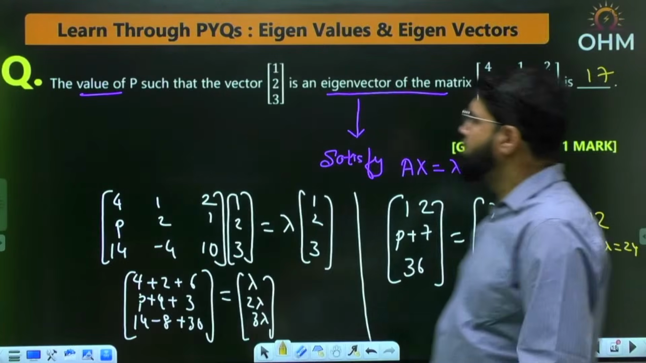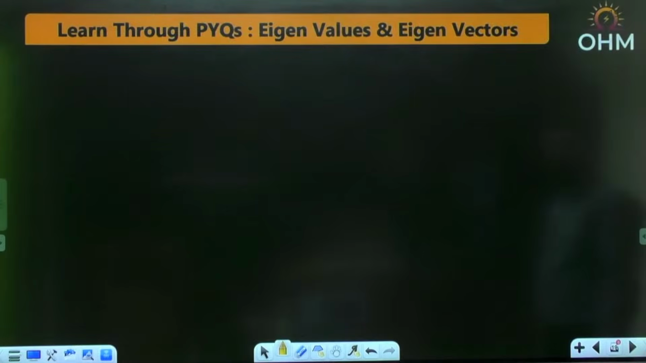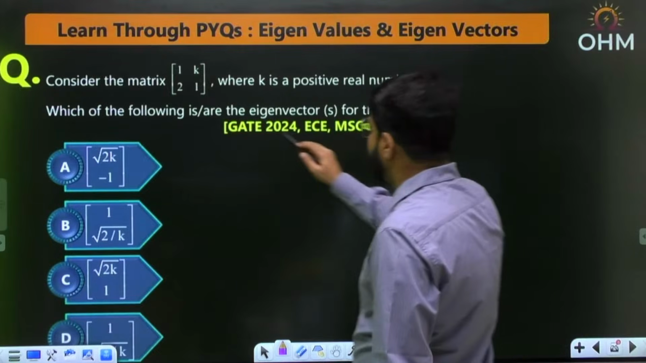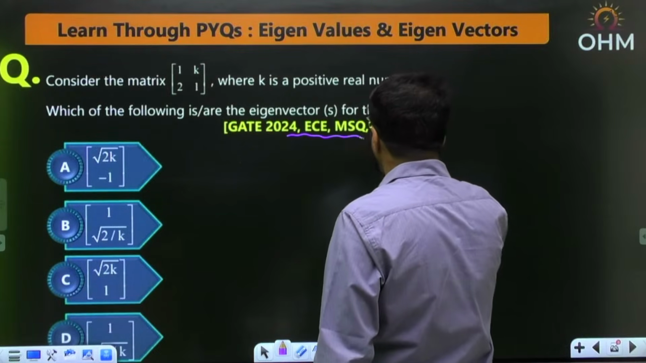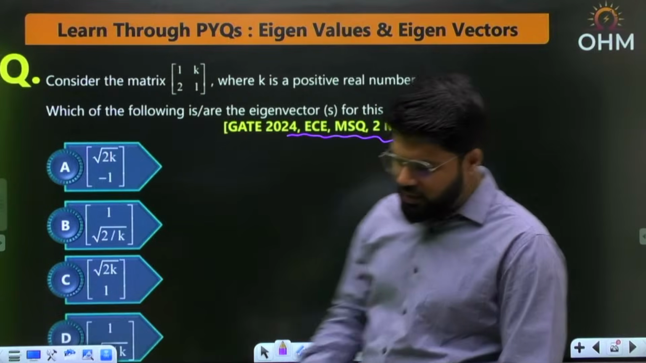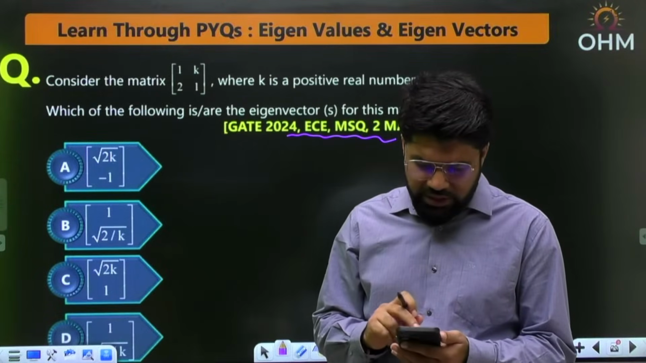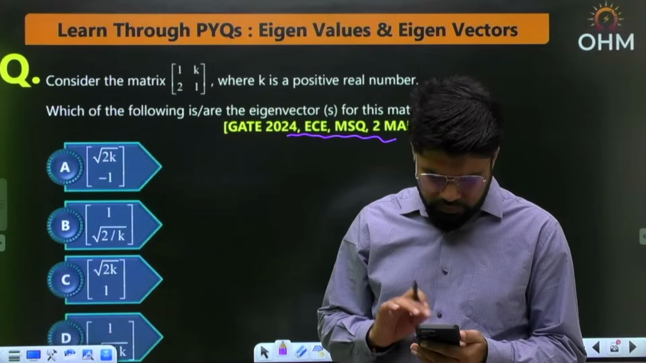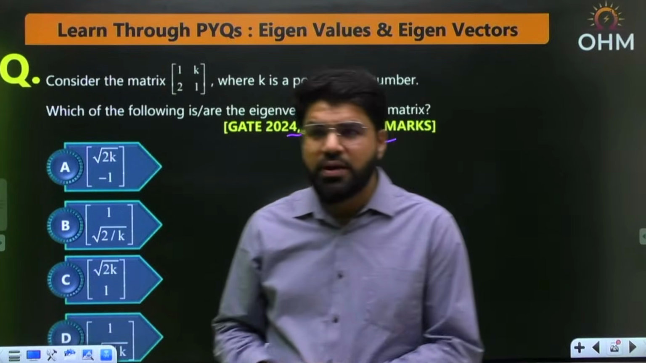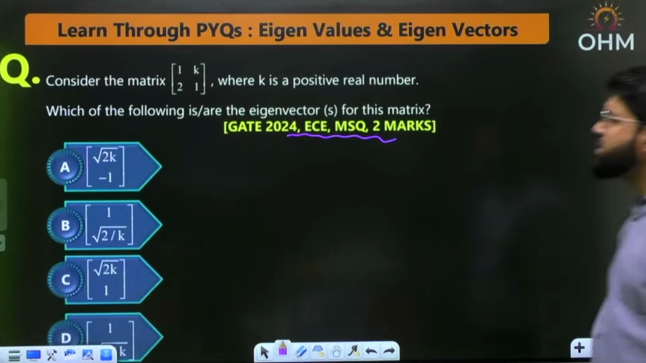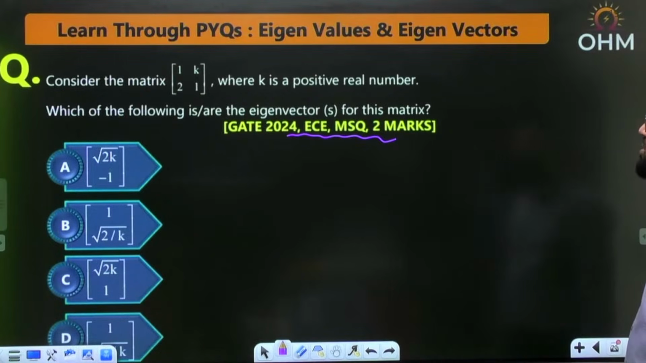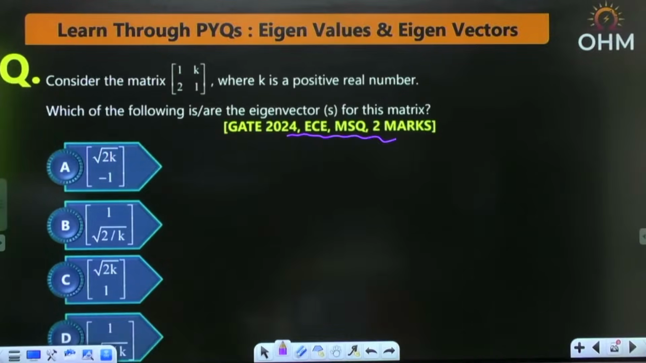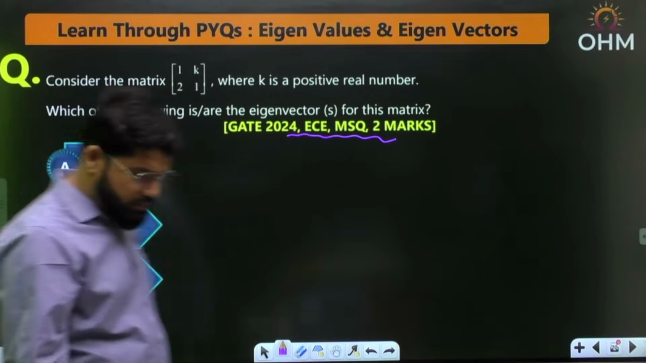Okay, next question. GATE 2024. Now see, from this particular pattern of identifying the eigenvector, commonly in recent years MSQ questions have been framed easily. So look into this and answer. Given the matrix 1, k, 2, 1, where k is a positive real number, which of the following is or are the eigenvectors of the matrix?